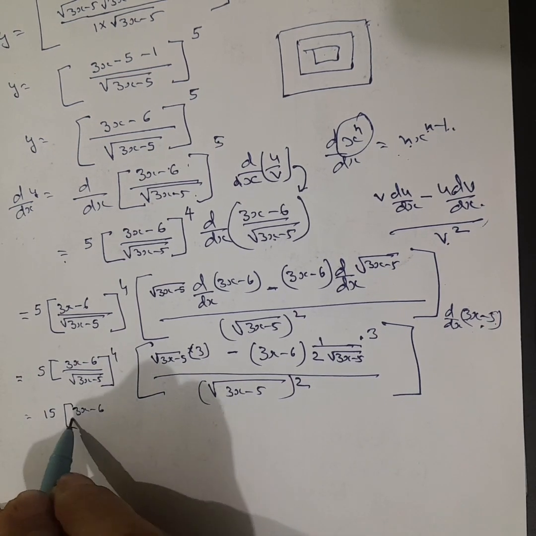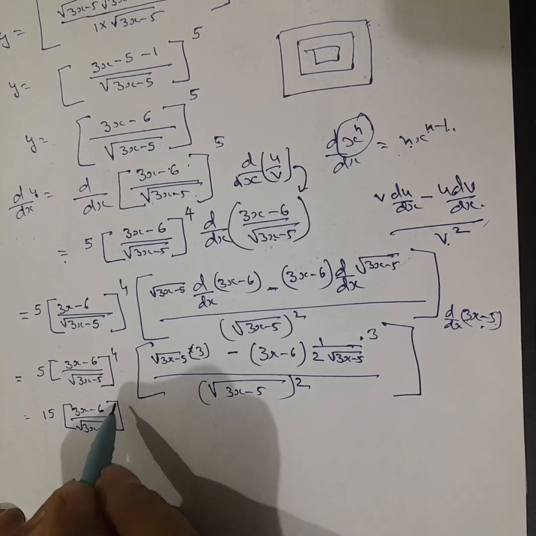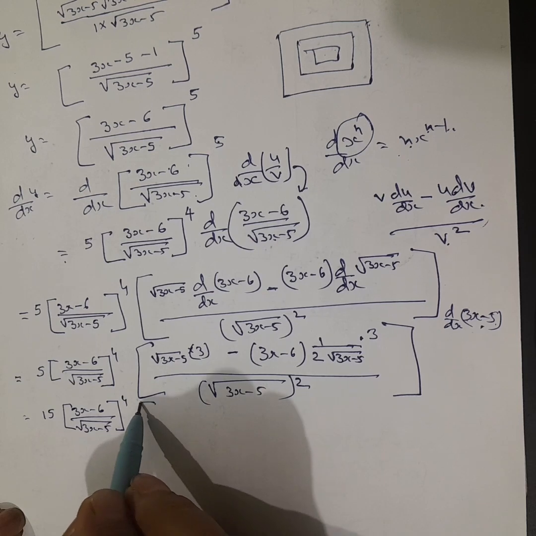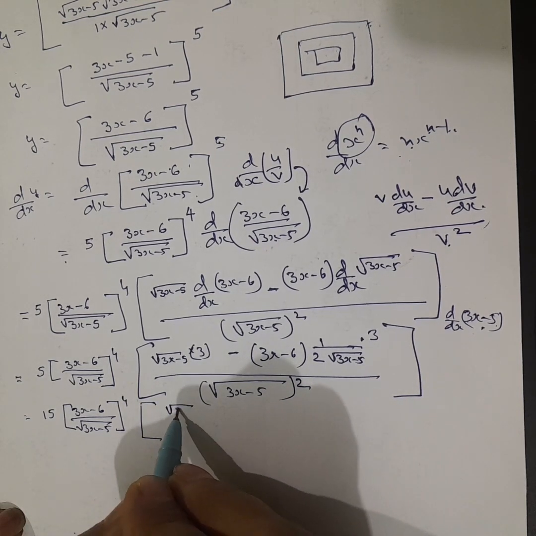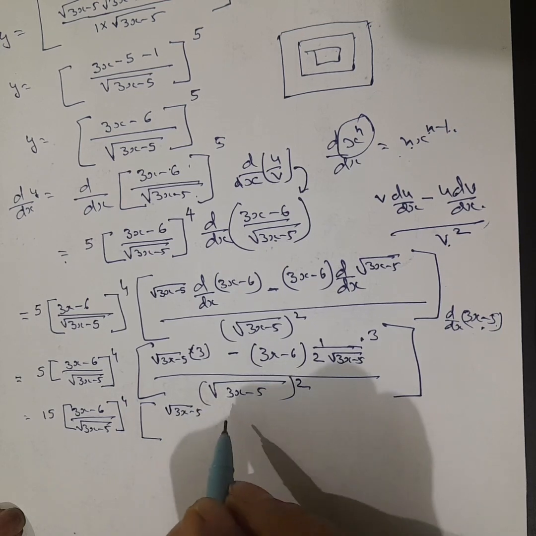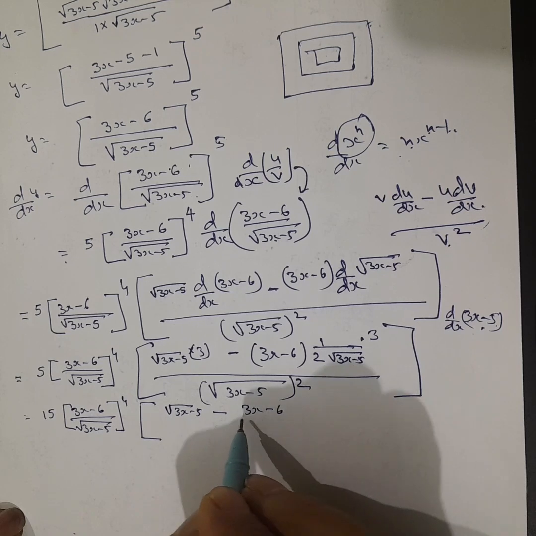3x minus 6 upon the root of 3x minus 5. This remains as it is, and this now comes to root 3x minus 5 minus 3x upon 6.